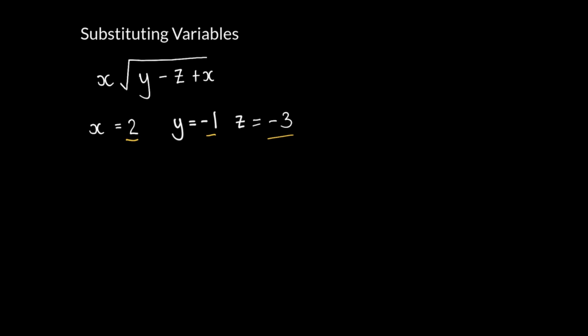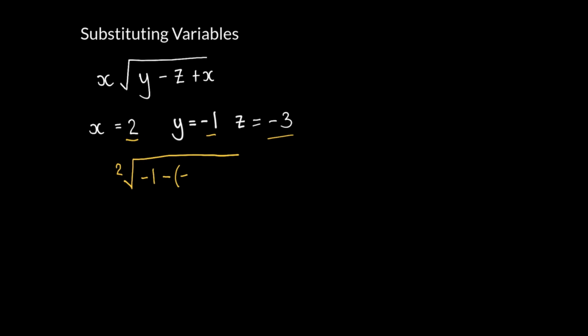So let's just see what that looks like if we substitute. Okay, so anywhere where we see x, we're going to replace it with 2. So let's do that. Let me just make sure I've got this right. We're going to open up our root sign over there. And then this x over here, we're going to put a 2 where we see x. And then we've got y, so we're going to put -1 in place of y. So -1 minus, and then we've got z, which is -3.